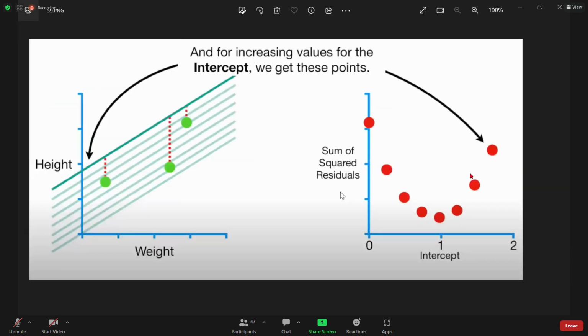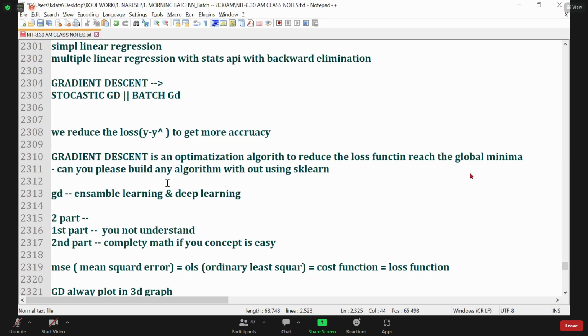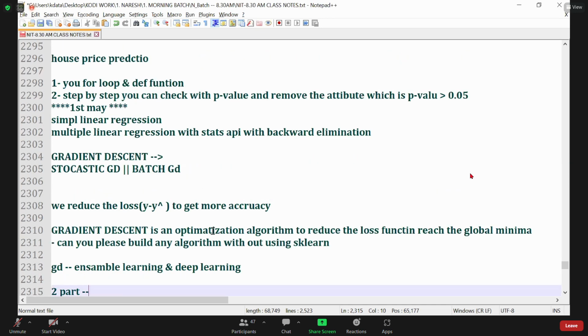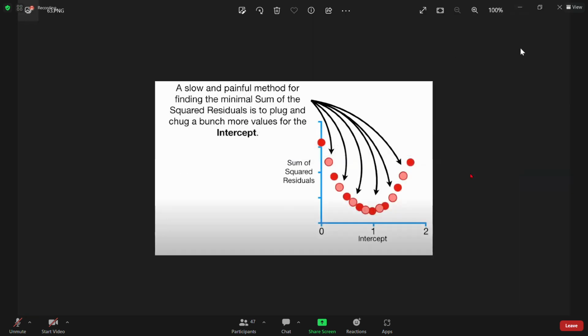So I hope everybody understands what is meant by gradient descent. If someone asks you, it is an optimization algorithm to reduce loss functions and reach the global minima. And can you write the algorithm without using scikit-learn? The answer is yes, for gradient descent. So I will give you one piece of code. I want to show this so you can understand.